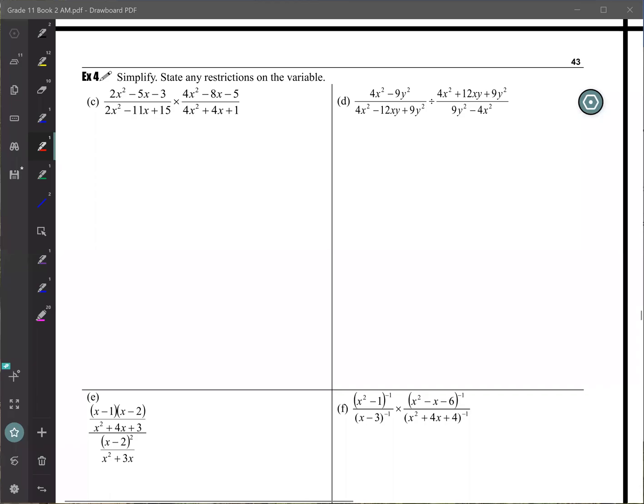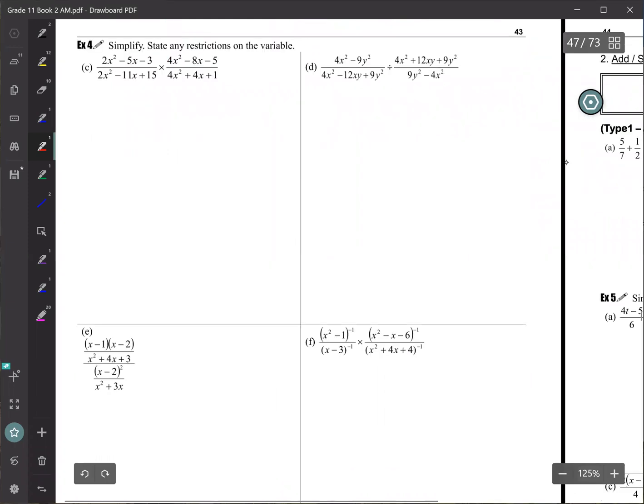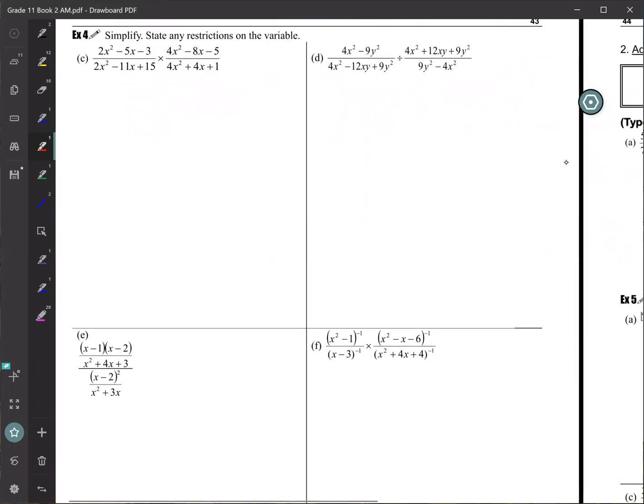So please turn to page 43. These 4 questions, as you can see, question E and F, looks a bit weird. It carries a fraction in a fraction, and then question F has an exponent. So there's a little variation on the things that we need to do.